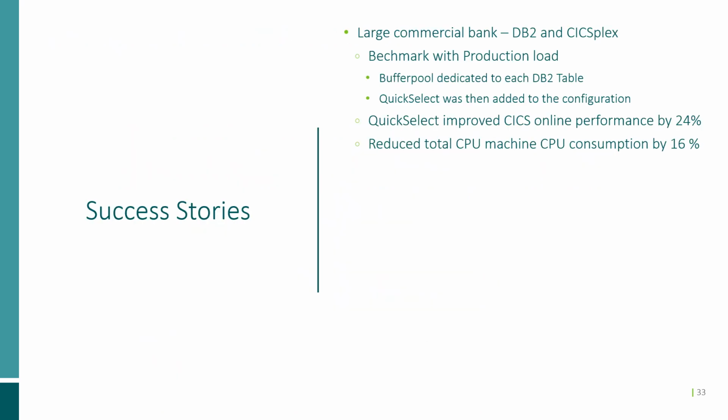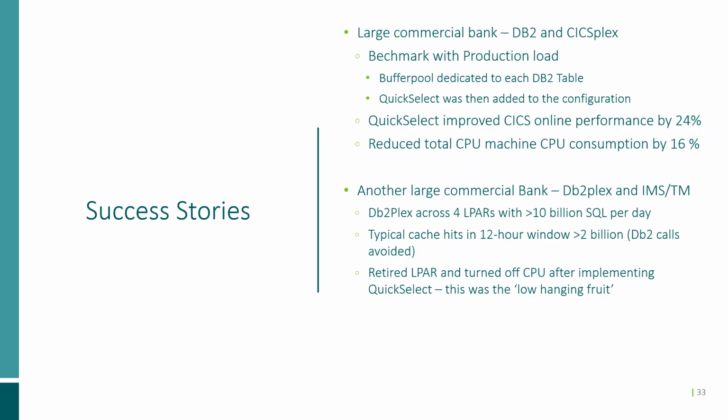Let's quickly review a few additional success stories, and here I'm going to let you read as opposed to reading through the slides for you. First relates to a large commercial bank. In this situation, QuickSelect improved CICS online performance, average transaction performance by 24%. Reduced total CPU consumption by 16%. Again, that's total machine consumption.